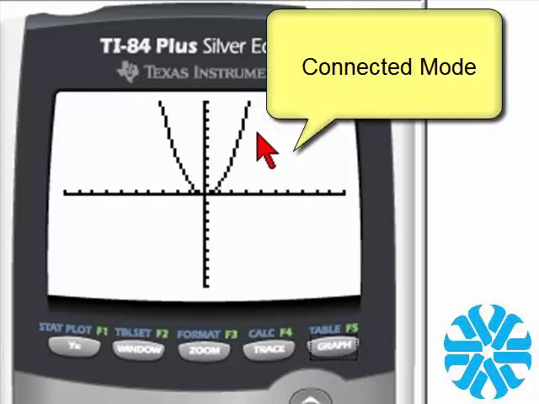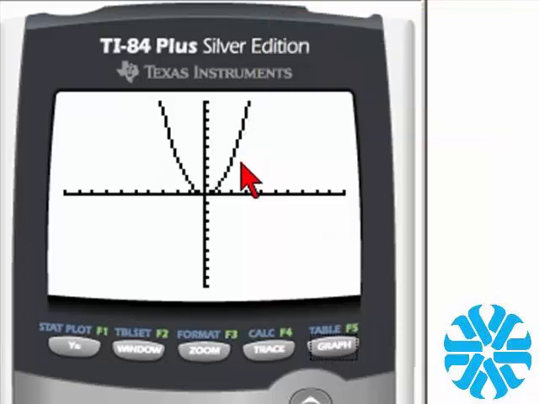So this is what the function looks like in connected mode. Remember that connected mode draws a line connecting each point the calculator has plotted. So there may be a whole bunch of individual points that the calculator has automatically plotted, and it connects a line through all of those points. Now let's see what it looks like in dot mode.